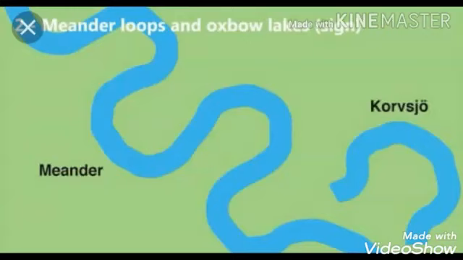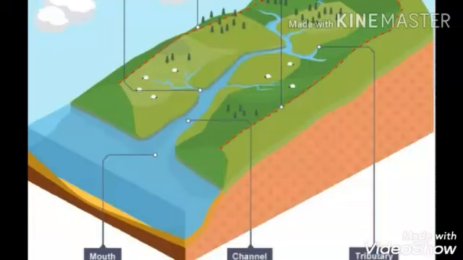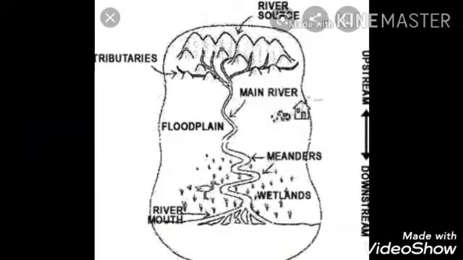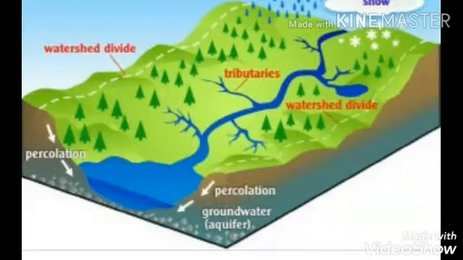Now our third geographical feature is tributaries. Now we will see what is a tributary. Tributaries are streams or small rivers that flow into a larger river. So we can say tributaries are a small river which do not drain directly or independently into a sea or a lake, but it merges with larger river.